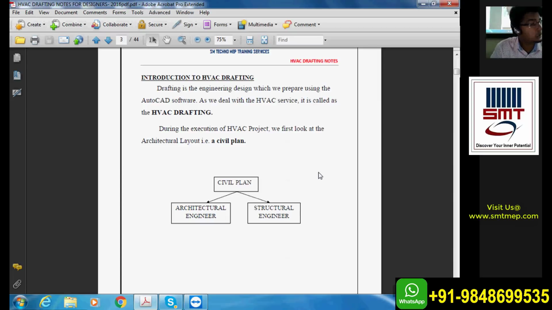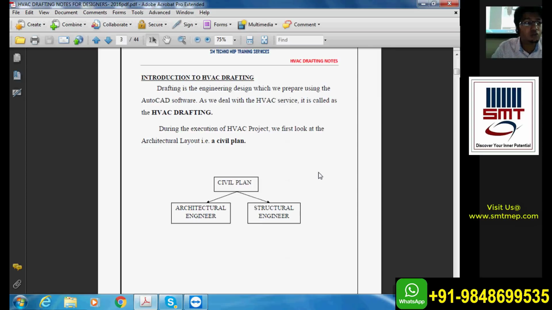All right. So in the earlier classes and basic classes, as I have mentioned, drafting is nothing but an engineering drawing. And when we are assigning the word engineering to it, when we add the word engineering with it, what usually happens is it gets a meaning in depth. For example, civil drafting, HVAC drafting, there is electrical drafting, etc.